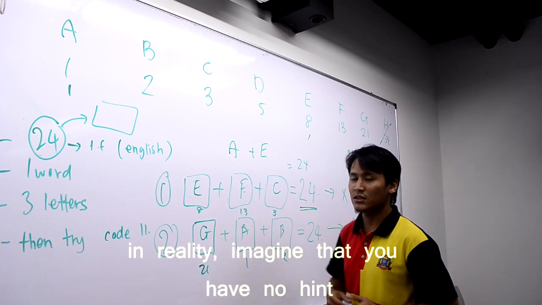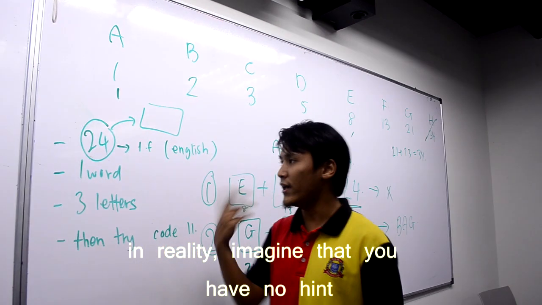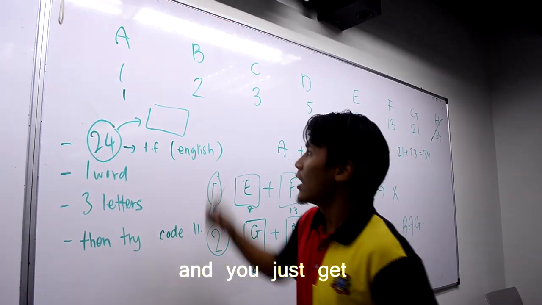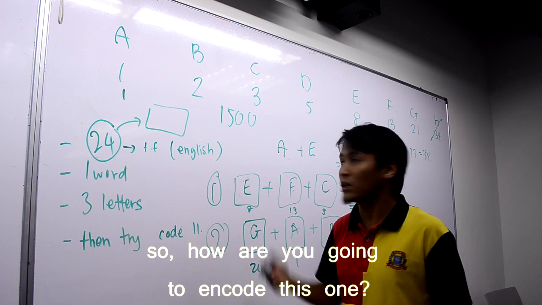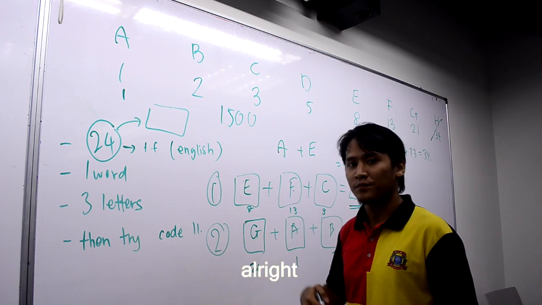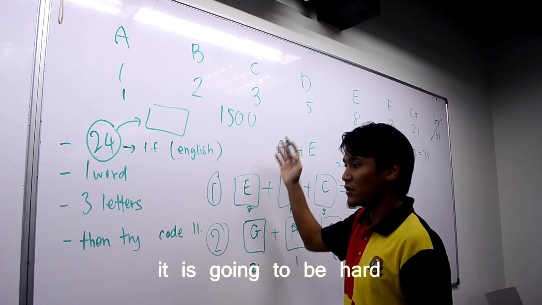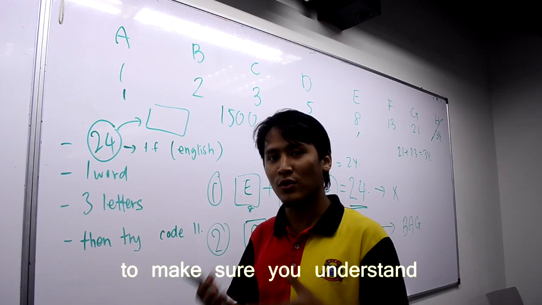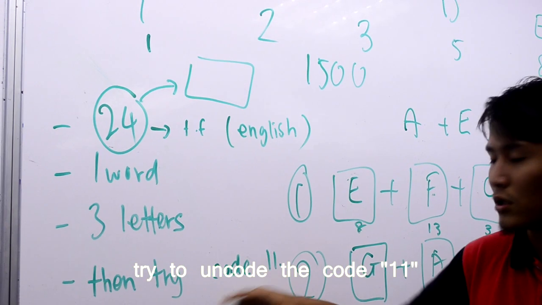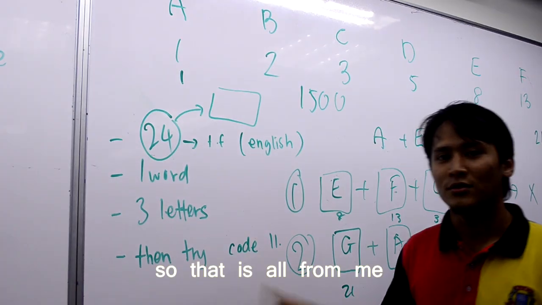In reality, imagine that you have no hint and you just get any particular number, like 1500. How are you going to decipher this one? It is going to be hard, so I'll give you an exercise to make sure you understand. Try to decipher the code 11. So that's all for me.